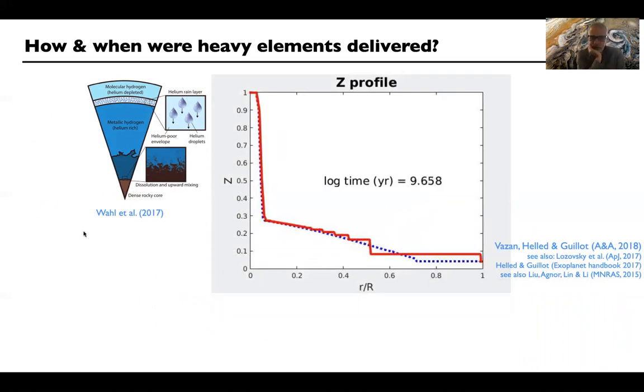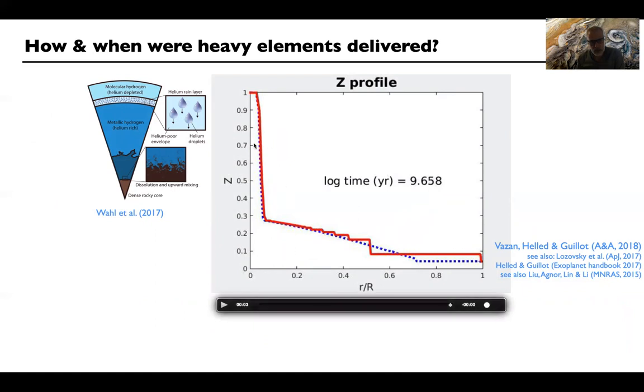One way, and this was shown by Mikhail Lozovsky, and then with Alona Vazan's work, to which I contributed a little bit: if you have an initial compositional gradient, then you will mix progressively the envelope. But if you start that at a low enough temperature, then you can retain this initial gradient of heavy elements and form this staircase structure. I'm going to show the movie again.